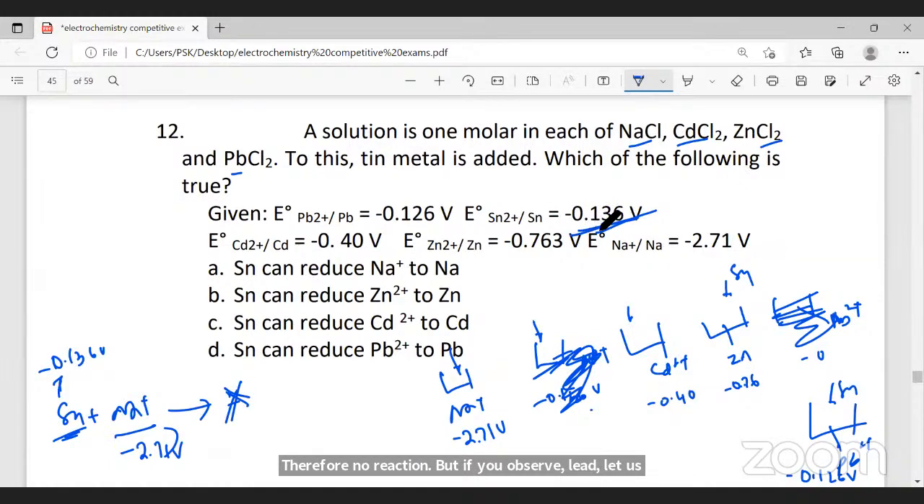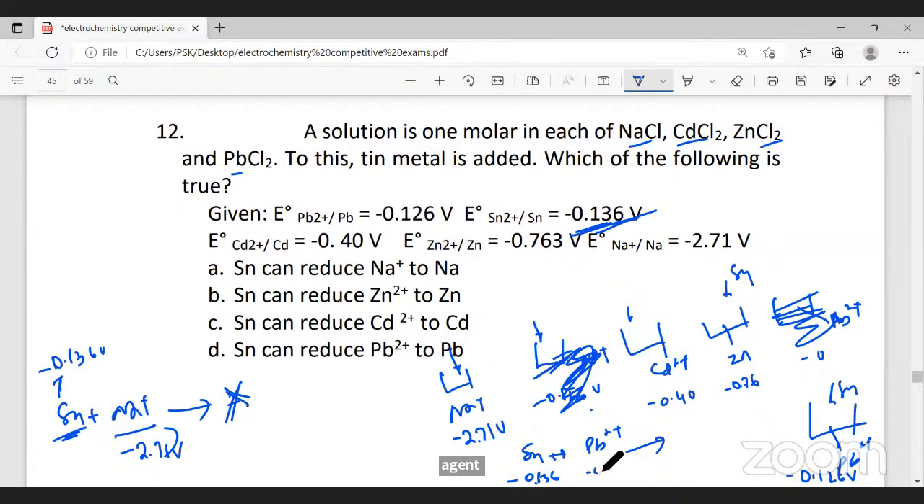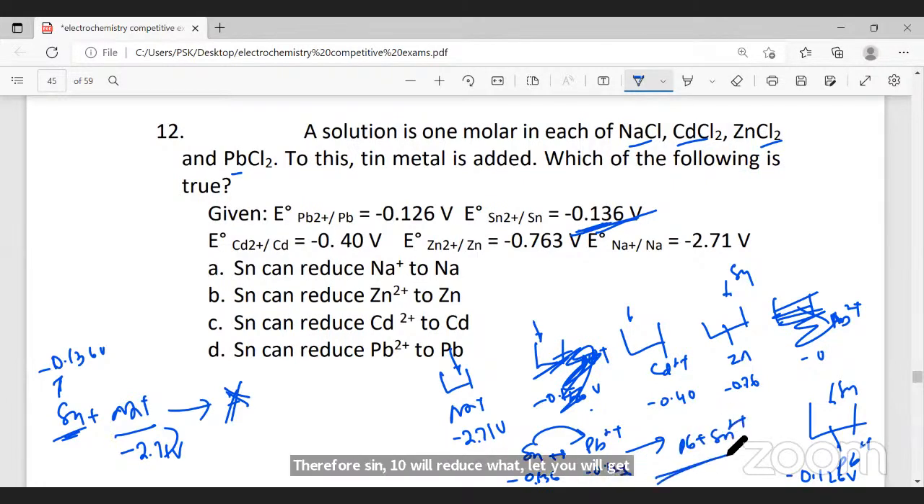So tin is having larger negative potential compared to lead. So when tin is added to lead solution, what happens? Tin is the better reducing agent because minus 0.136, and here it is minus 0.126. Therefore, tin will reduce lead. You will get lead and tin will be oxidized. This reaction will take place. So lead is reduced to Pb. Therefore, the answer for this question is option D.